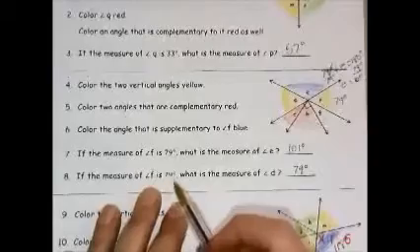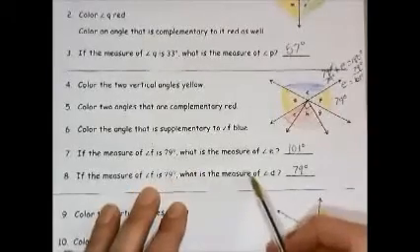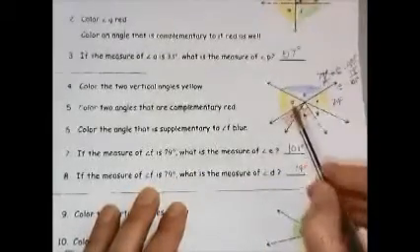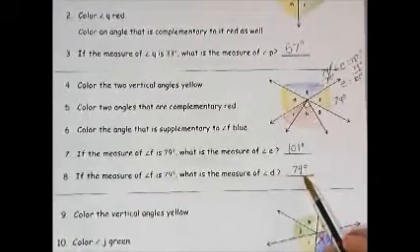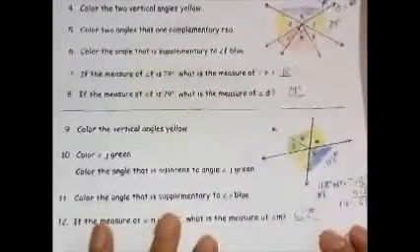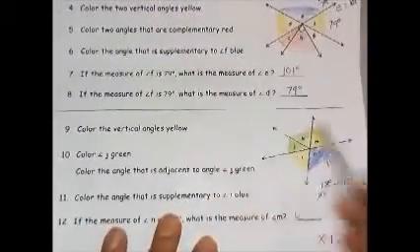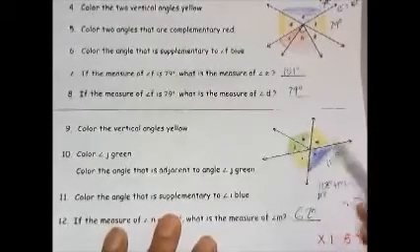If the measure of angle F is 79 degrees, what is the measure of angle D? Well, angle F and angle D are vertical angles, and they are congruent, so 79 degrees also. Number 9 through 12. Color the vertical angles yellow. The Eskimo kiss angles are colored yellow.